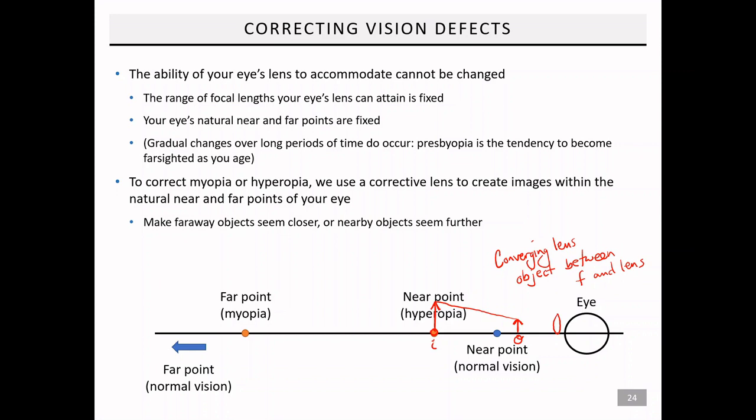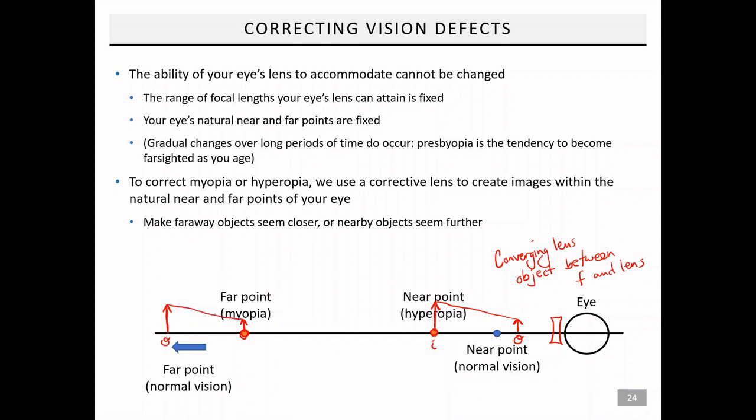On the other hand, if you're myopic, let's say you're trying to look at a tree in the distance. So you're trying to look at this tree that's very far away from you, and your far point is closer than usual. In this case, you can use a diverging lens. The diverging lens will take this object that's far away and pull it closer, essentially. It'll create an image at your far point.